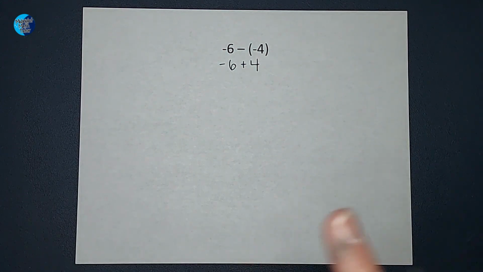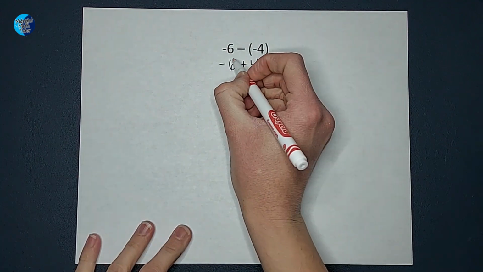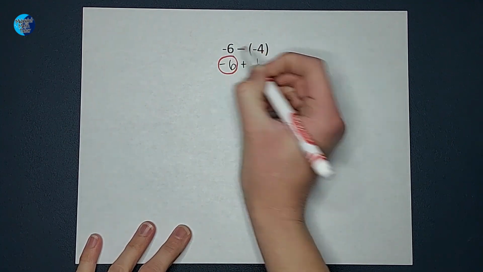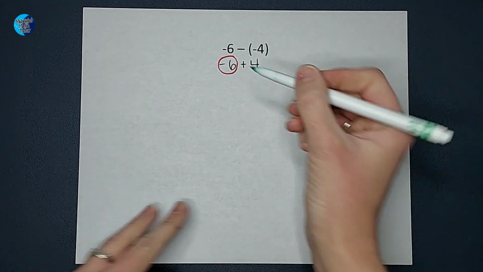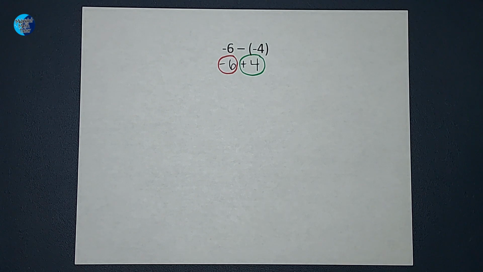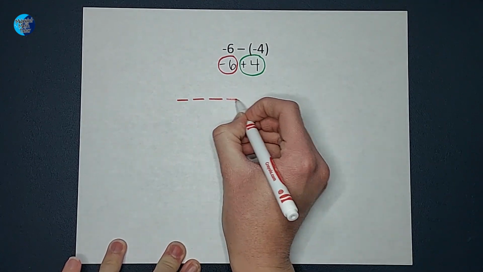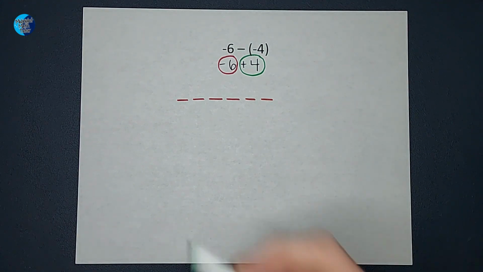Okay. Now from here, what I like to do is figure out how many negatives I have. So I have 6 negatives, right? And I have 4 positives. Then I go ahead and actually draw this out. So I have 6 negatives and 4 positives.